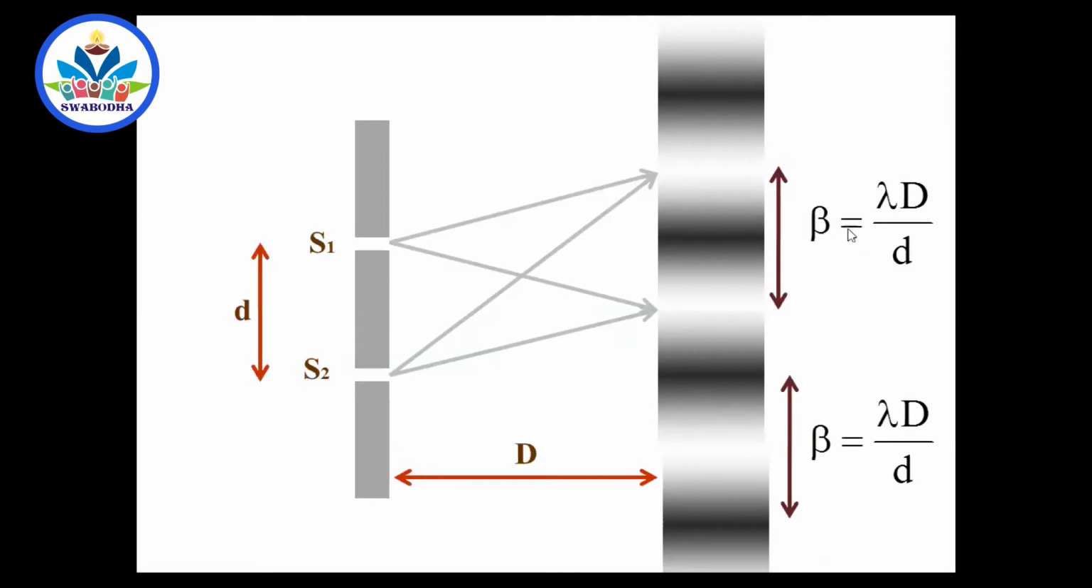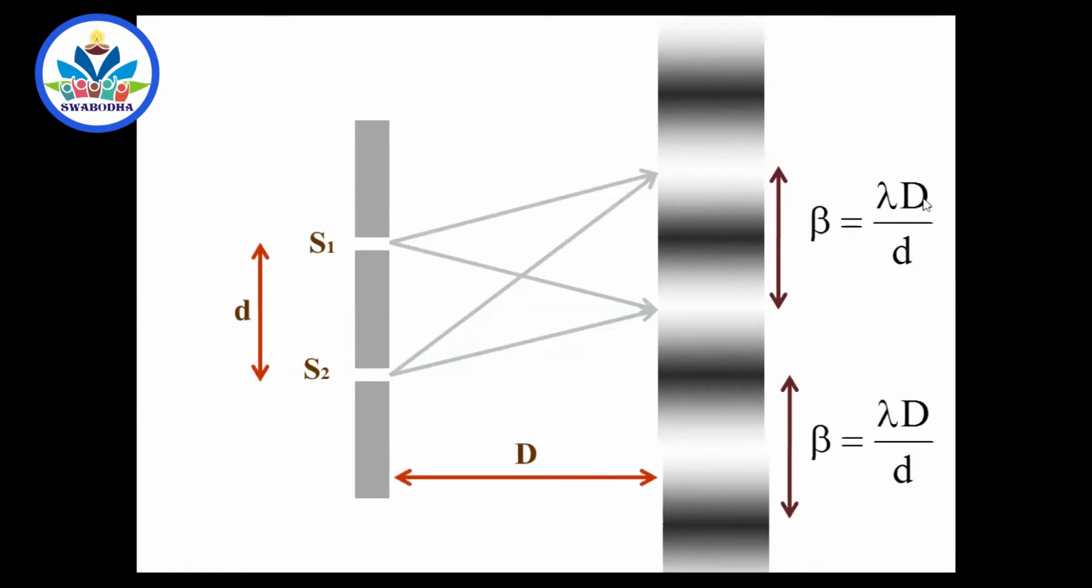Of course, the formula itself says that fringe width is the distance between two successive bright fringes. It cannot be a bright fringe here and a bright fringe far away. The distance between two successive bright fringes or two successive dark fringes is called beta. It is directly proportional to lambda. What do you mean by beta being directly proportional to lambda? Suppose you have used blue light, its wavelength is less. Then the blue fringes will be closer and closer. Suppose you had used red light here, then the red fringes will be farther and farther away.